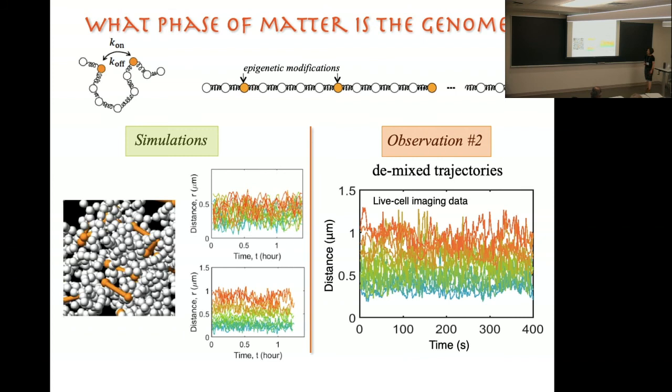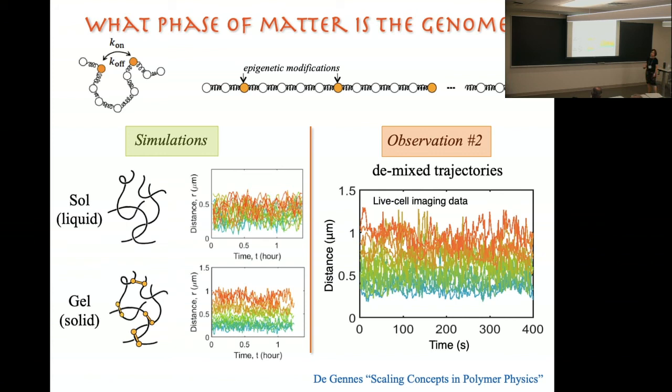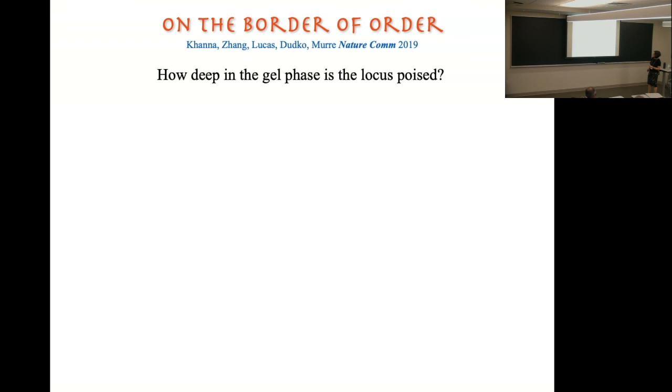So I think this may help us address the question about the phase of matter of the genome. We know that a solution of polymer chains is known as a sol, and this is a liquid. In contrast, a network of cross-linked chains is a gel. And so this result suggests that the chromosomal DNA is organized as a gel.